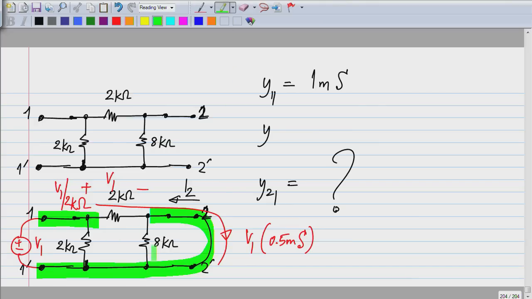The 8 kilo ohm is not in the picture, so this is short circuited. If I apply V1 here, all of it appears across this 2 kilo ohm, and V1 by 2 kilo ohm flows in this direction. Also, this direction is opposite to that of the definition of I2. So what is the value of Y21? It is minus 0.5 millisiemens. I hope this calculation is clear. If it is not, please let me know immediately so that I can repeat how to do that.